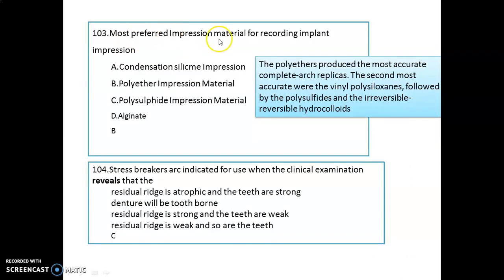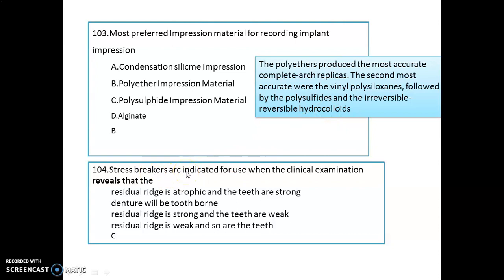Now the most preferred impression material for recording implant impression is polyether impression material. The polyether produces the most accurate complete arch replica. The second most accurate are the vinyl polysiloxane, followed by polysulfide, and the irreversible and reversible hydrocolloids.